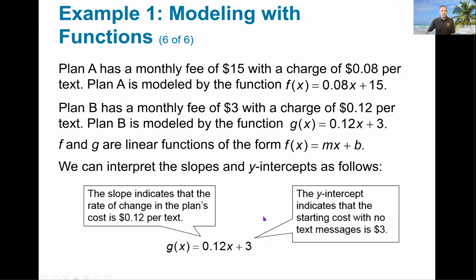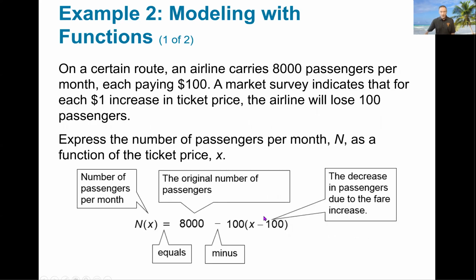Okay, another problem here. What if I say on a certain route, an airline carries 8,000 passengers per month, each paying $100? Now a market survey indicates that for each $1 increase in ticket price, the airline will lose 100 passengers. Now I'm asking you to express the number of passengers per month as a function n, with respect to the ticket price, x. So x is the price of the ticket.